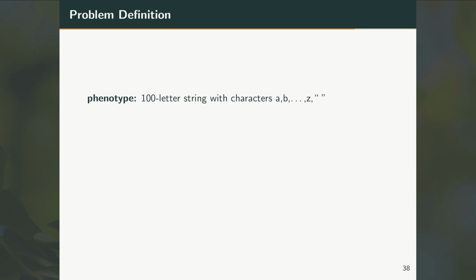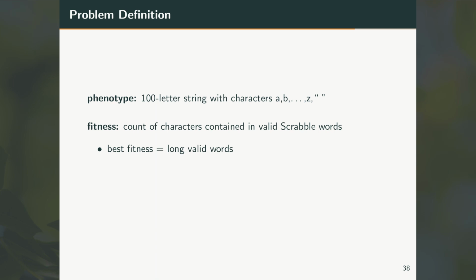So we also wanted to demonstrate these techniques on something a little bit more complicated. So the second problem that we talk about in the paper is the Scrabble string problem. In this problem, the phenotype that we're interested in evaluating is a 100-letter string with the characters A through Z and the space character, right? And the fitness, we calculate it as the number of characters contained in valid Scrabble words. So in order to have good fitness, you need long, valid words.